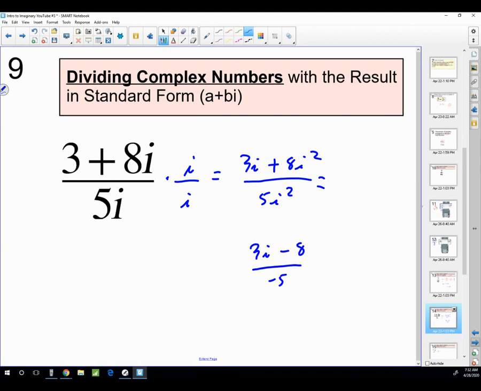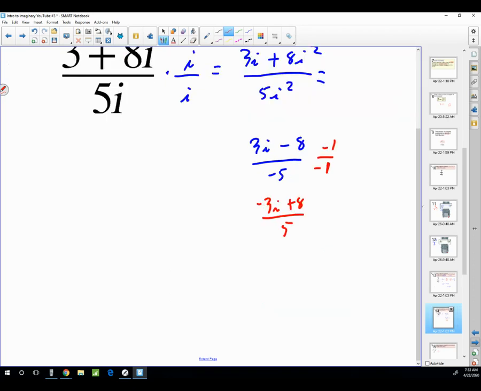And then we kind of need to multiply by -1. So let's do that. A lot to this. And so the top would become -3i plus 8 over 5. Now, we've got to get that. We don't have this formatted right. Technically, it's 8 minus 3i over 5.